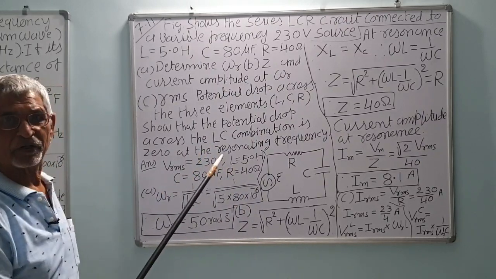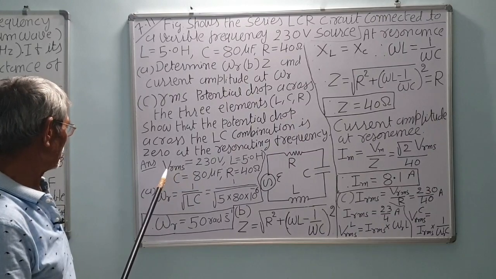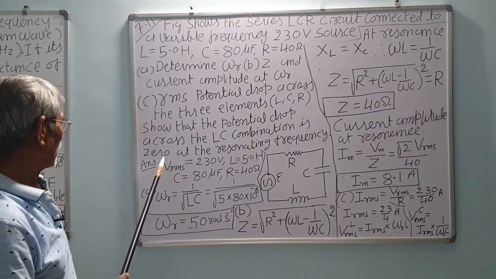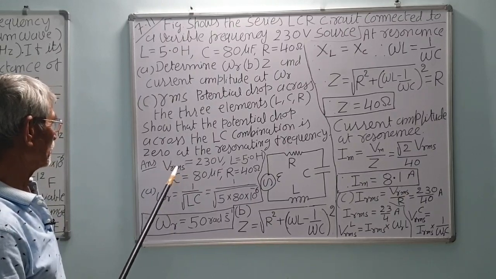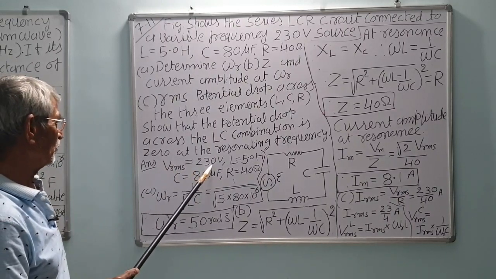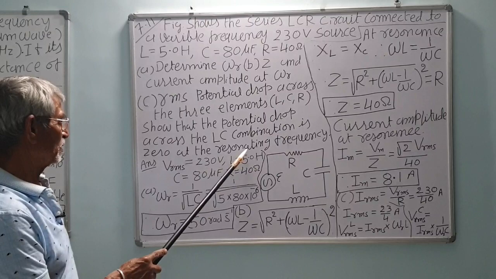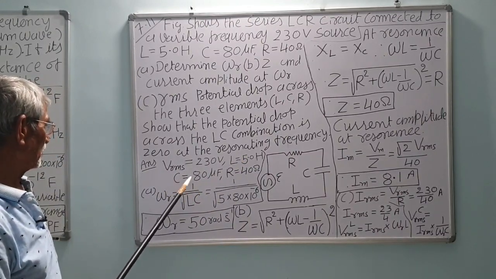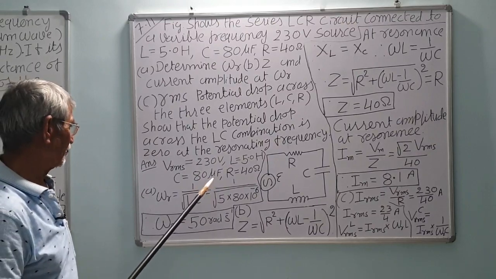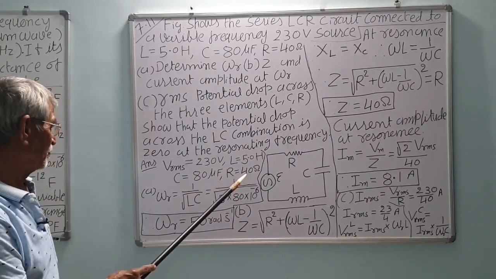So they are added vectorially, and the net resultant is 0. So the answer is now the first question. The RMS value of the potential is equal to 230, already given. The inductor is 5 Henry, the capacitance of the capacitor is 80 microfarad, and the resistance R is 40.